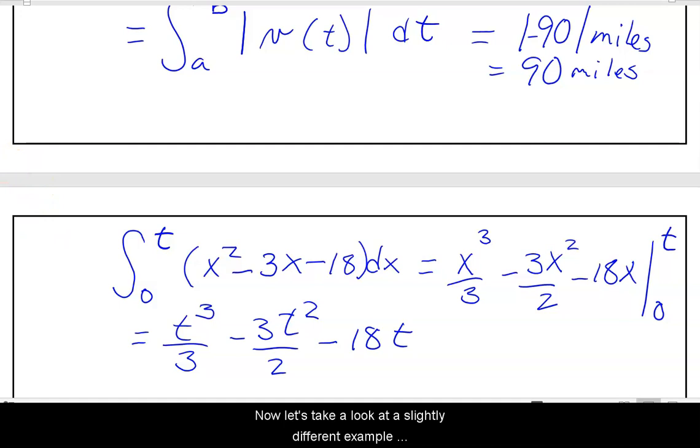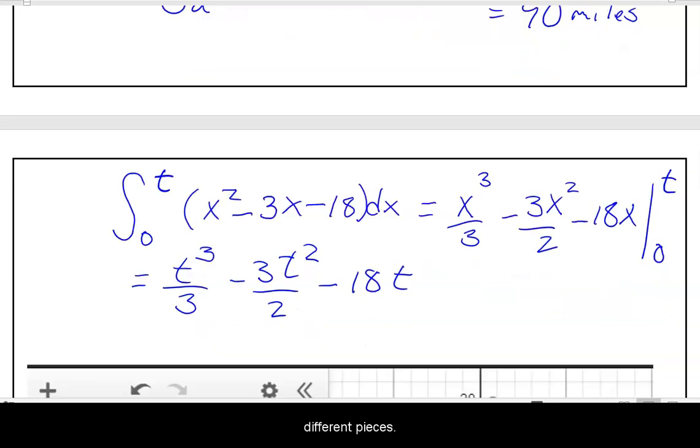Now let's take a look at a slightly different example where part of the velocity function is above and part below the t-axis. This means that for part of the trip you are traveling north and part of the trip you are traveling south. In this case, you'll see that we must split the interval into different pieces.